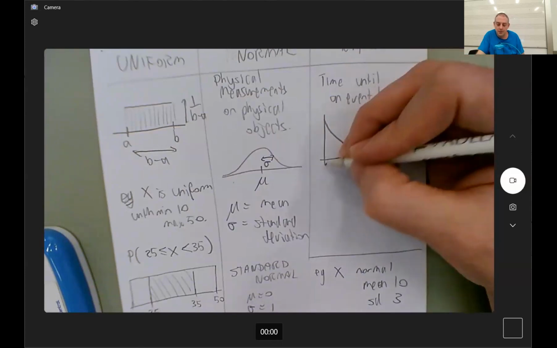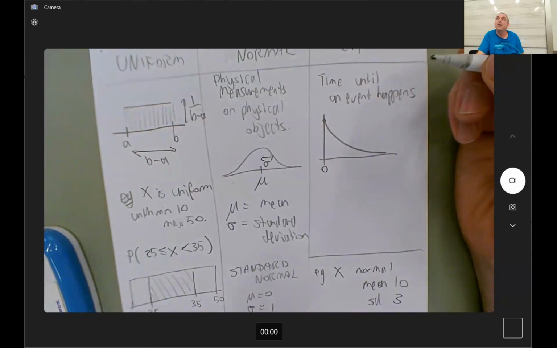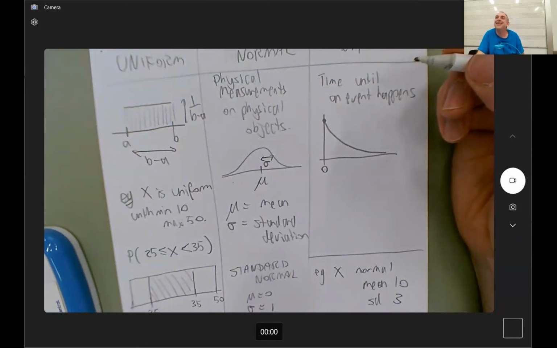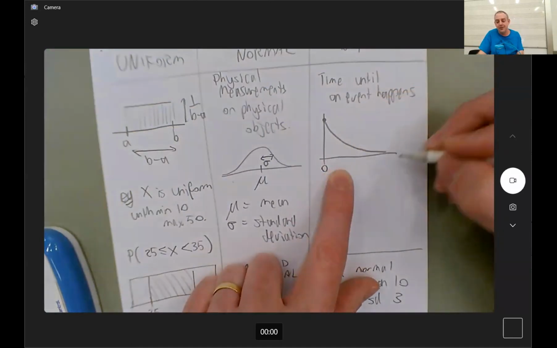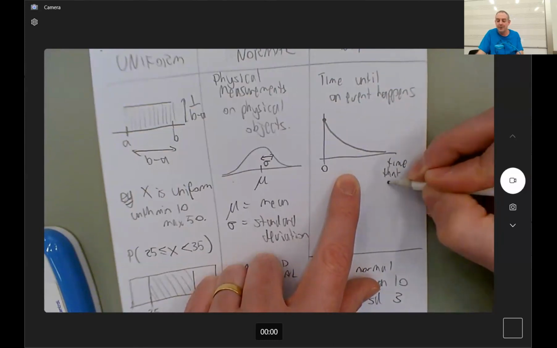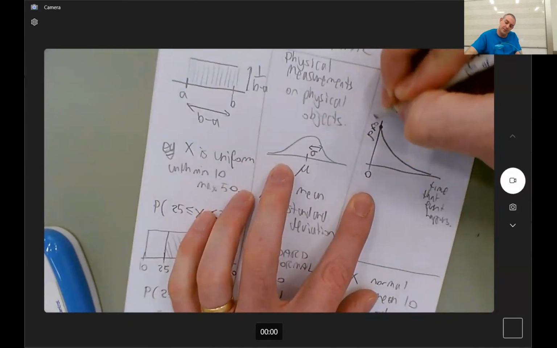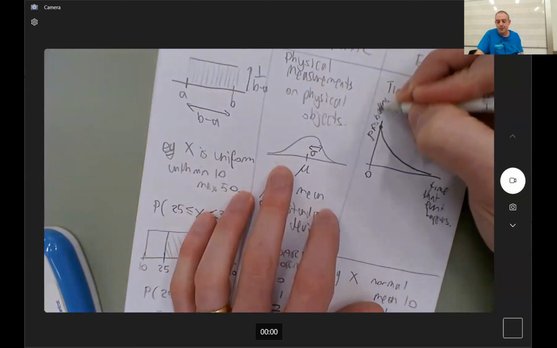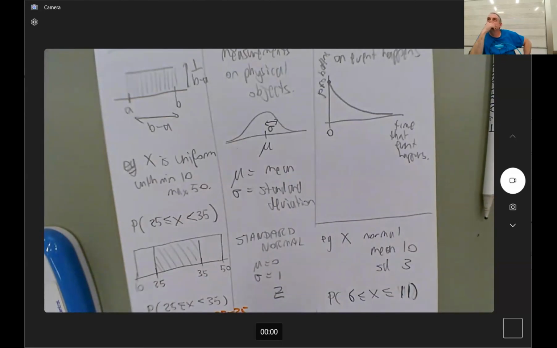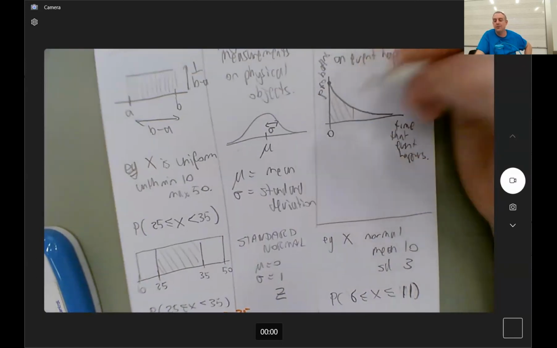So where does it start on the y-axis? Zero. Oh, where does it start here? I can't remember. Well, this is time here, and this is the time that the event happens. And this axis here is the probability density, right? So if you pick a random time, say 10 minutes, what's the probability of the event happening by now? That's what an exponential distribution would do. You're usually doing areas, though.